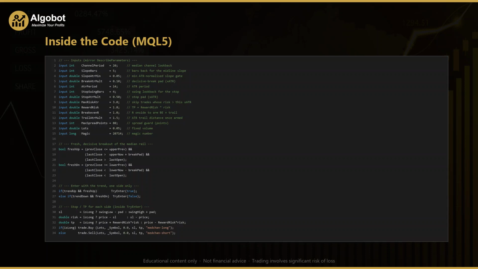Inside TryEnter, the stop is placed just beyond the recent swing low for a long or swing high for a short, padded by ATR. Risk is the distance from entry to that stop, and the take profit is that risk multiplied by reward risk. Finally, trade.buy or trade.sell submits the order with the stop and target attached. Clean and symmetric on both sides.